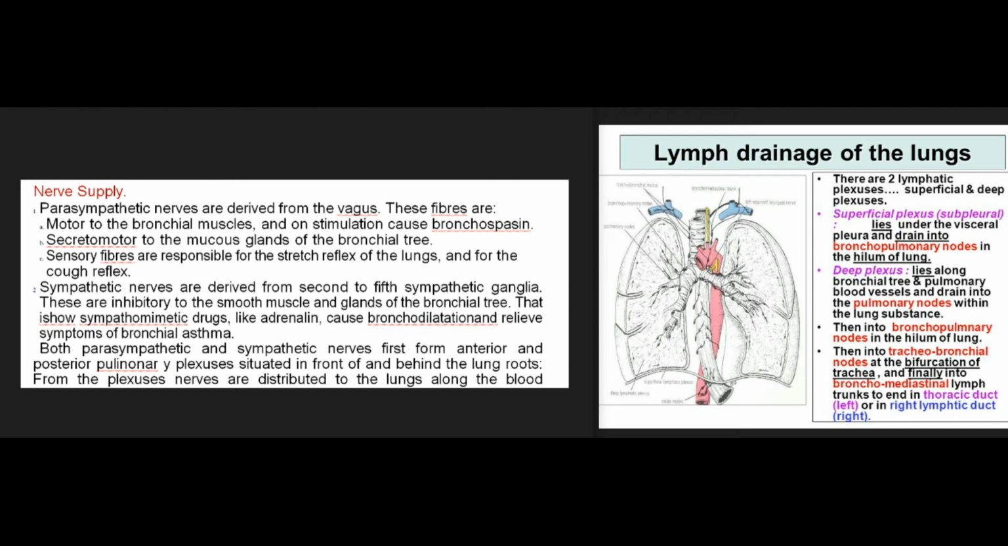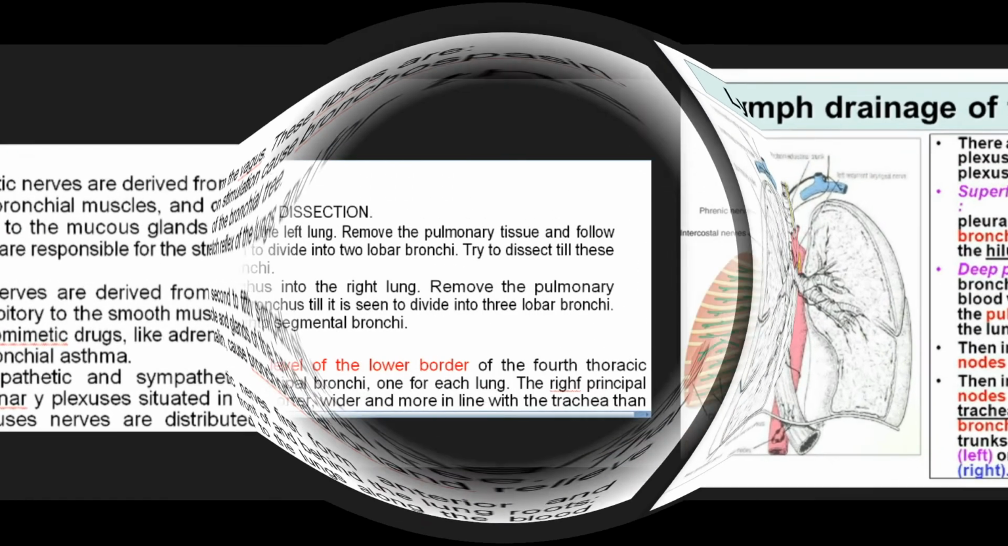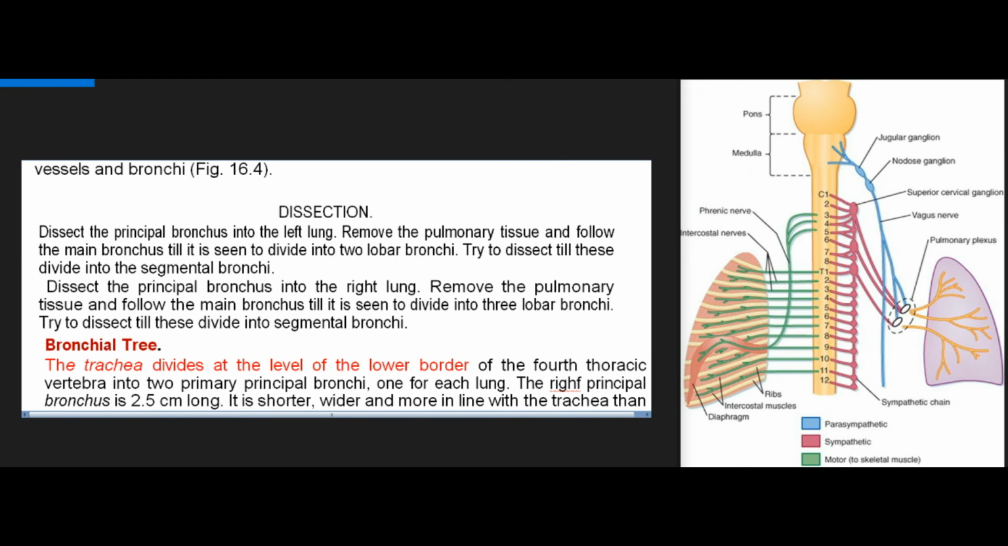2. Sympathetic nerves are derived from second to fifth sympathetic ganglia. These are inhibitory to the smooth muscle and glands of the bronchial tree. That is, sympathomimetic drugs, like adrenaline, cause bronchodilation and relieve symptoms of bronchial asthma. Both parasympathetic and sympathetic nerves first form anterior and posterior pulmonary plexuses situated in front of and behind the lung roots. From the plexuses nerves are distributed to the lungs along the blood vessels and bronchi, Fig 16.4.